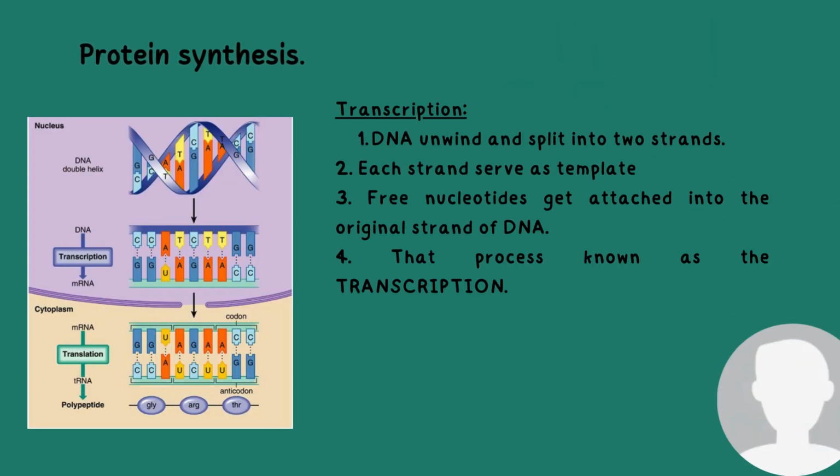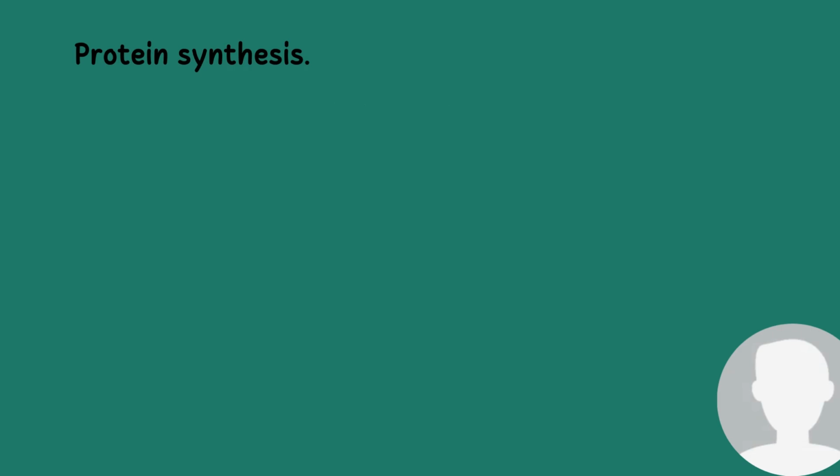We've got the protein synthesis. Protein synthesis is the process of how the DNA produces the proteins. Let's start. There is a transcription and there is a translation. Transcription comes before translation. So let's start with the transcription. First the DNA is split into two strands that serve as templates. Then the free nucleotides get attached to the original strand of the DNA, which is the template. That's known as the transcription.